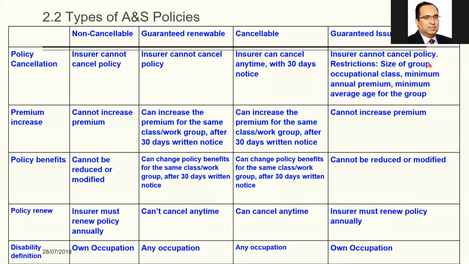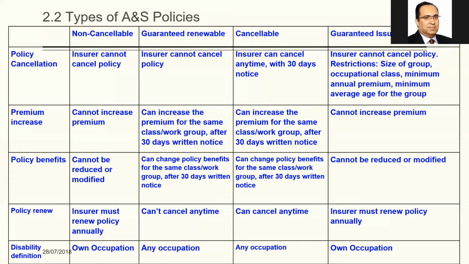Okay, and then the group one, in here the insurer cannot cancel the policy. The restriction is usually the size of the group. That is the main thing. And the occupational class, so they look at overall what is the risk of the group of people, if they are executives or they have risky type of work where they can get injured. There's a minimum annual premium and a minimum average age for the group. Usually they want the group to be older than a certain age.